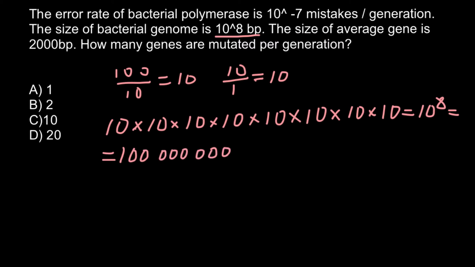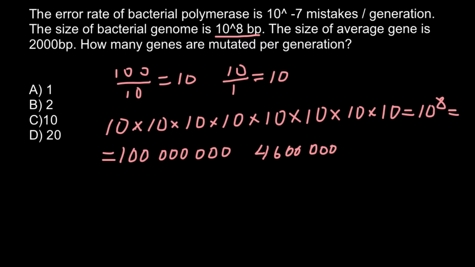So this is also equal to 1 with 8 zeros. And as you see, this is 100 million base pairs, which is an absolutely unrealistic number for a bacterial genome size. Compare with the size of E. coli, which is 4,600,000 base pairs. So as you see, this number is about 20 times bigger than the average size of a bacterial genome.